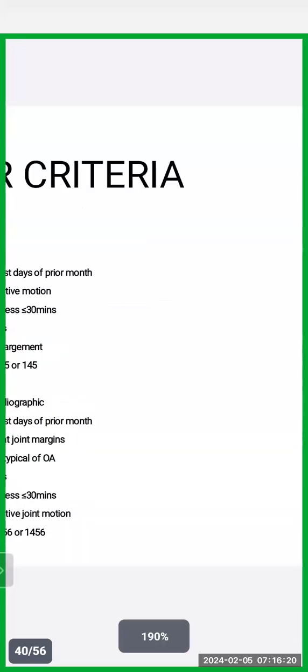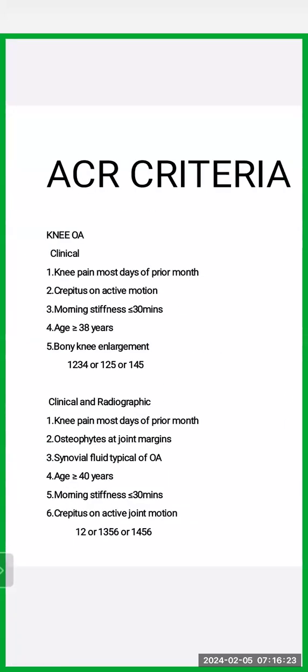So the diagnosis is from the history and examination, and with investigation, the X-ray, we have mentioned the findings. MRI, we also mentioned the findings from the case scenario. So there are some novel markers for disease progression: cartilage oligomeric matrix protein, bone sialoprotein, matrix metalloproteinase, and hyaluronan. So this is the diagnostic criteria. In brief, you can look at it.